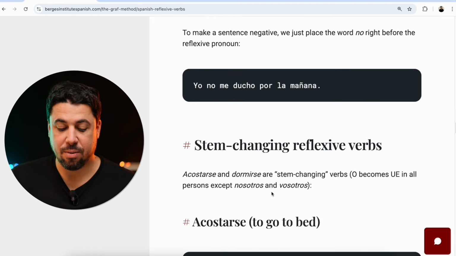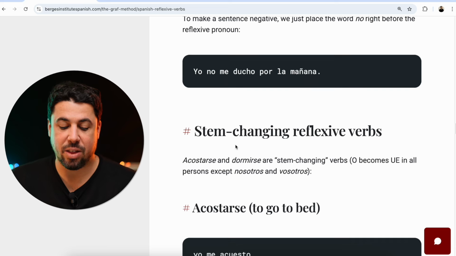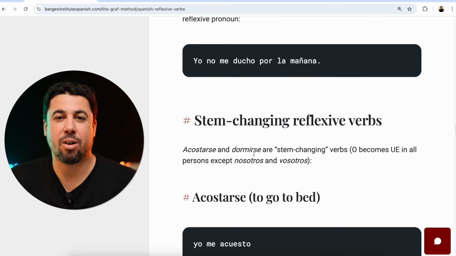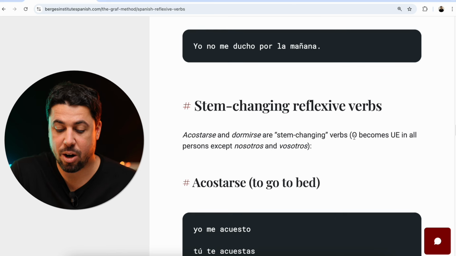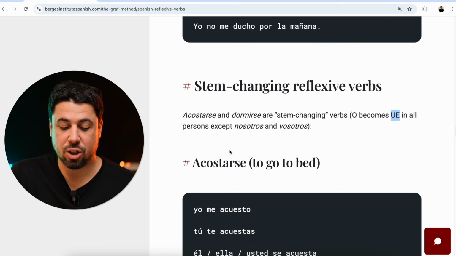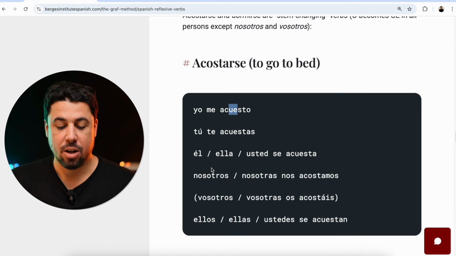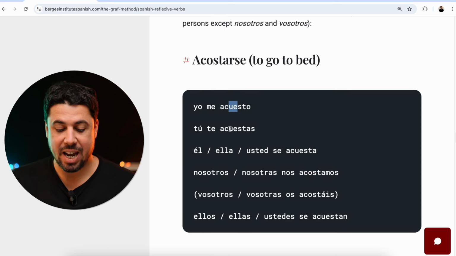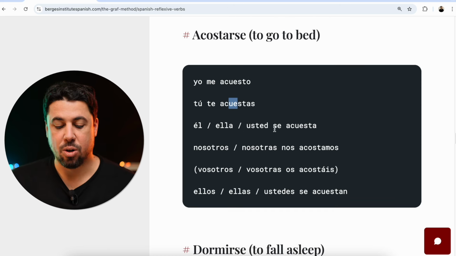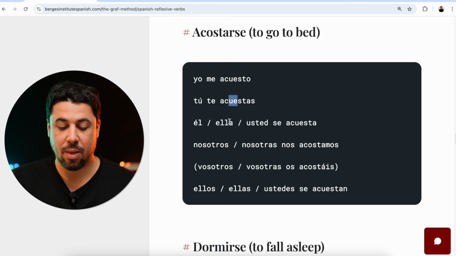So stem changing reflexive verbs, acostarse and dormirse, had an asterisk saying that they were irregular. They are not really irregular. They are called stem changing verbs, and in these verbs, the O becomes UE in all the persons except nosotros and vosotros. So instead of saying yo me acosto, which would be the regular verb conjugation, we say yo me acuesto. The O becomes UE. For you go to bed, tú te acuestas. For he or she goes to bed, or you, formal singular, go to bed, él, ella, usted se acuesta.